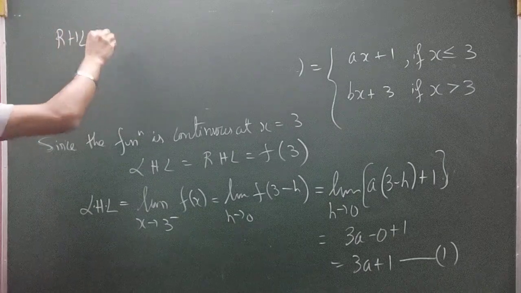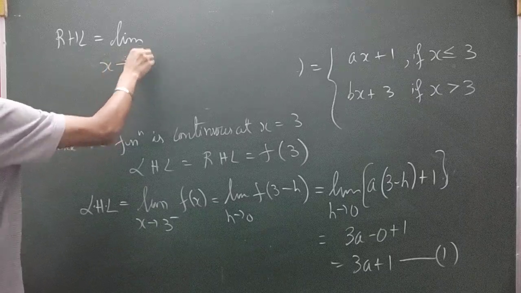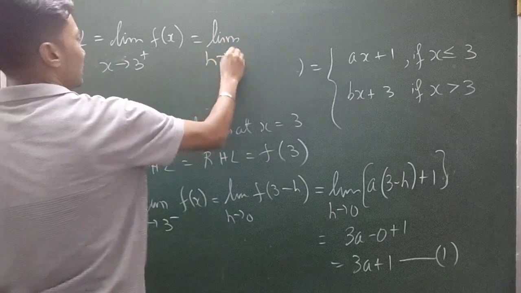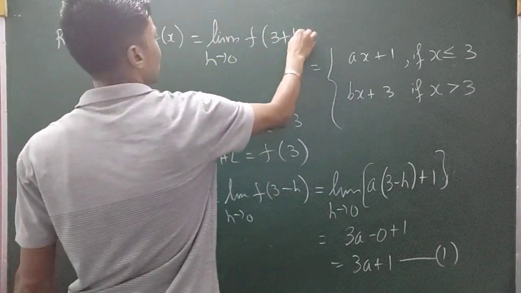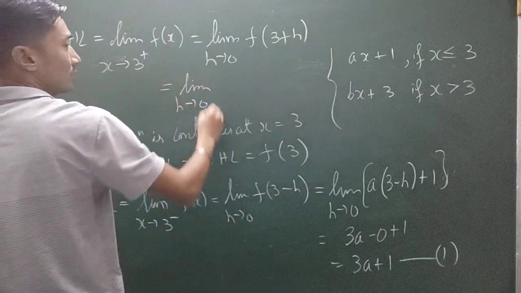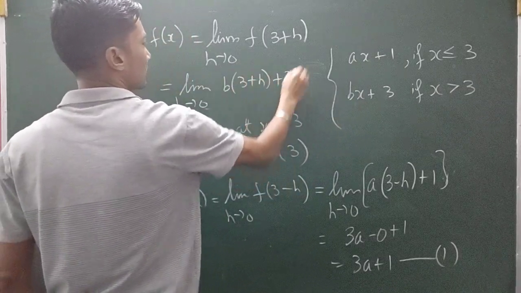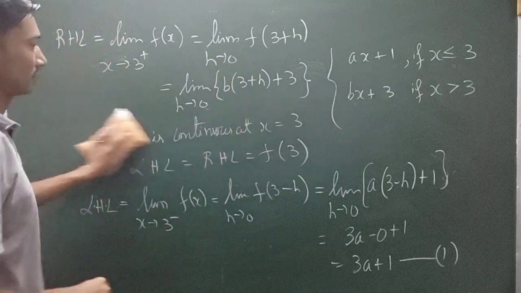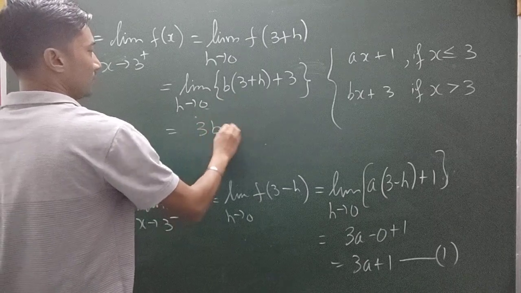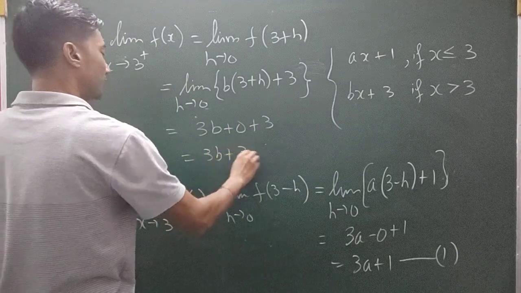The right hand limit is equal to the limiting value as x tends to 3 plus, that is slightly greater than 3. I hate these formalities, but there is no option, I have to write it. 3 plus h. So that will be the limiting value as h tends to 0, 3 plus h, greater than 3, that is bx plus 3. So that's going to be, again here also I'm just going to use the value directly, bh, h tends to 0, that is 0. So what do we get? 3b plus 3, that is equation 2.